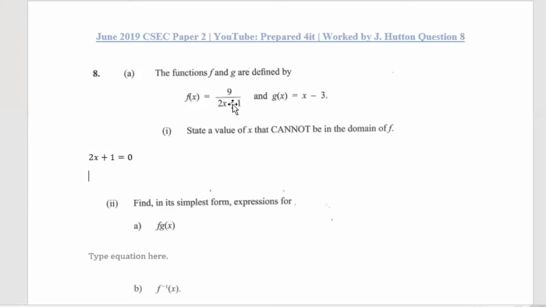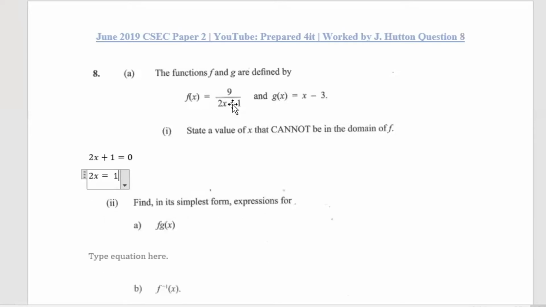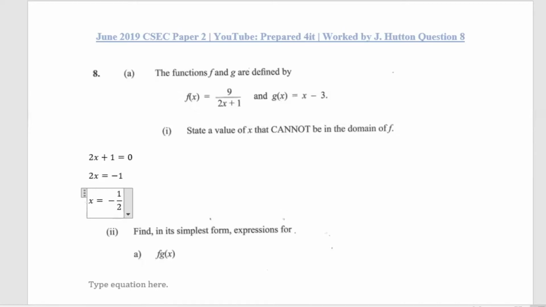So we're trying to find which number cannot be used in the domain. So therefore 2x is equal to 1. So we're solving for x, and this should actually be a -1 as it was adding on the right hand side. So when it comes across, it will be subtracting. So it is 2x is equal to -1, and therefore x is equal to -1 divided by 2. So therefore x is equal to -1/2.